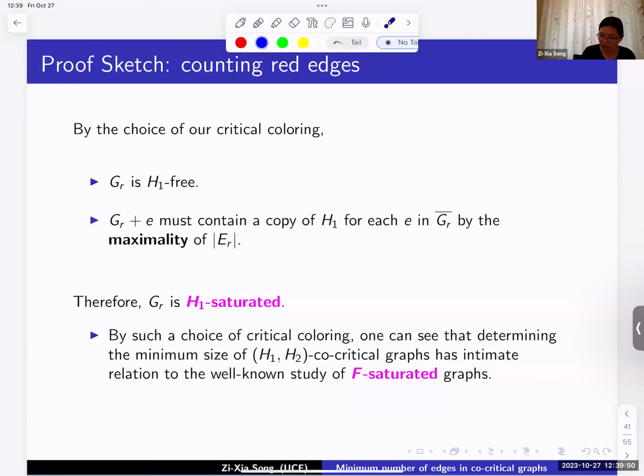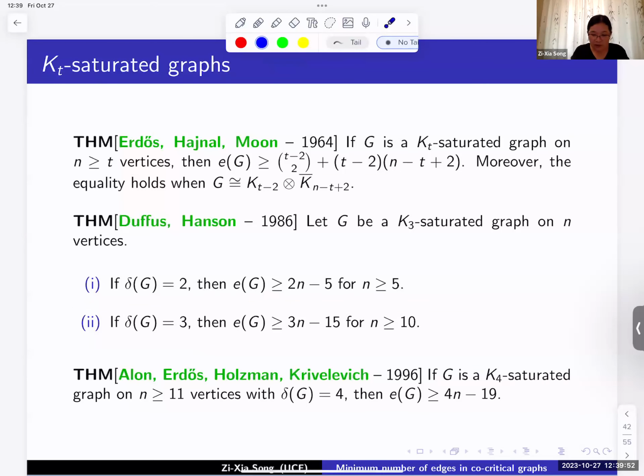When F is a complete graph, this was for K_t saturated graphs. It was first studied by Erdős, Hajnal, and Moon back in 1964. Then Duffus and Hanson proved, for K3 saturated graphs with minimum degree 2, the minimum number of edges. They didn't give you the structure.